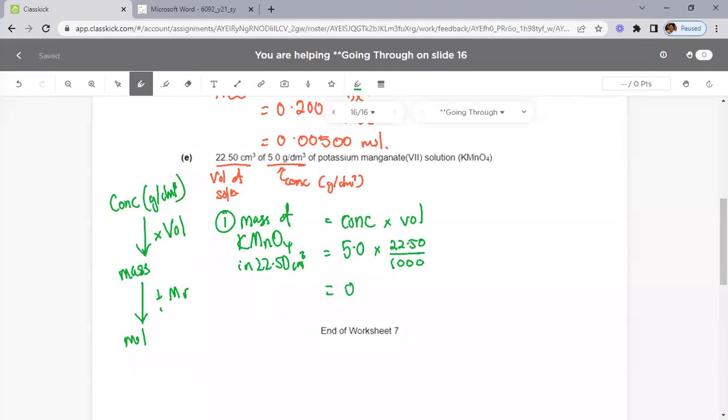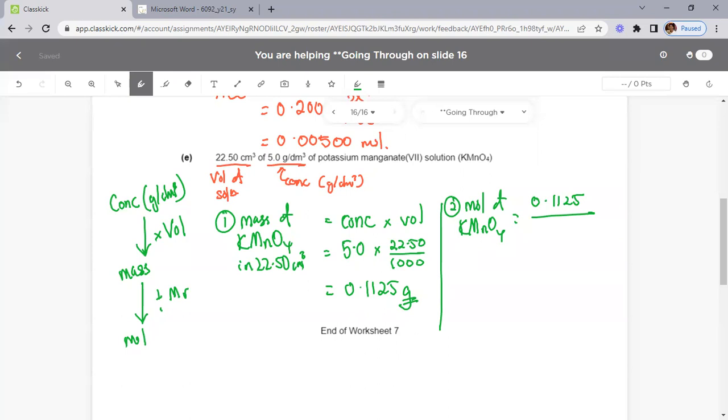You're going to get 0.1125. This is the mass. That's why you realize I never put in 3SF. After I get the mass, I need to find the mole. So the step 2, I need to find the mole of KMnO4. Sorry, this is the mass. My units here are wrong, this one must be gram, my bad. From the mass, I need to find the mole. So I'm going to take 0.1125, the mass, divided by the MR.